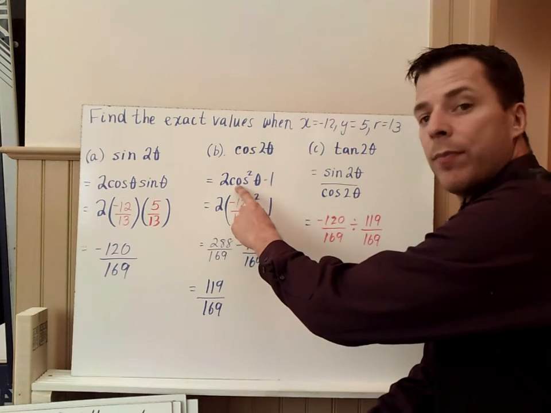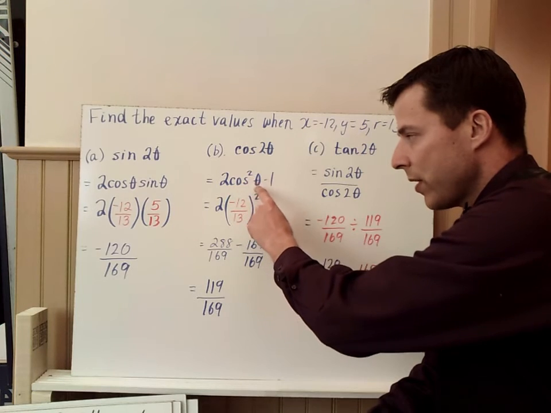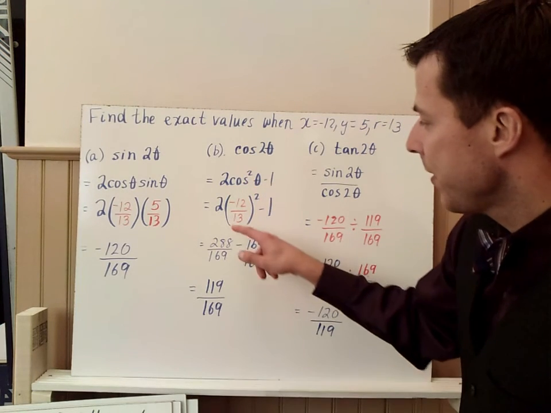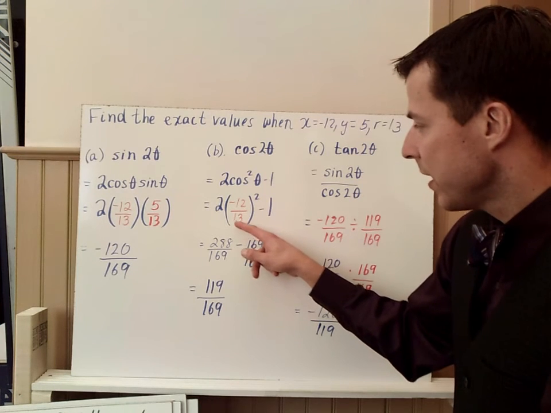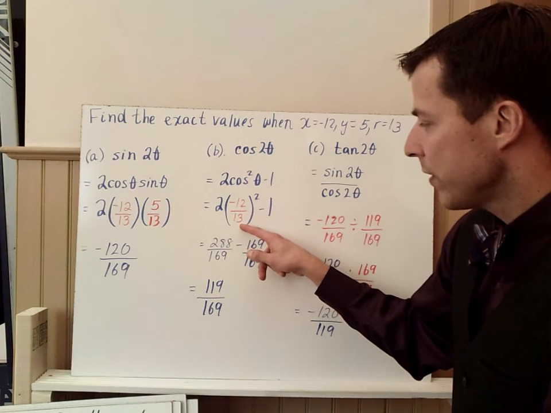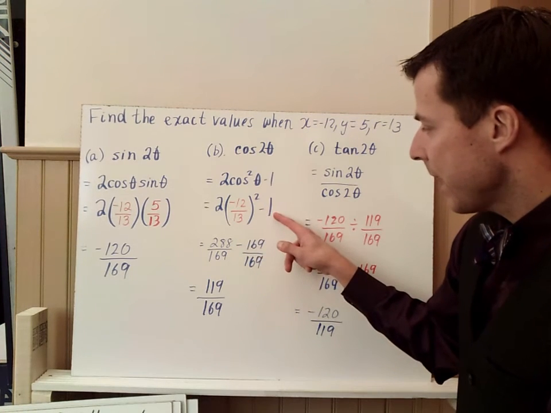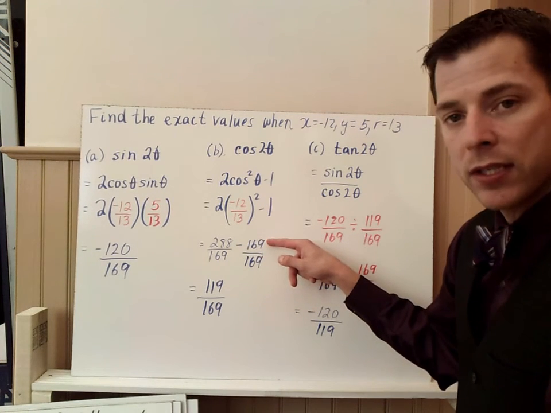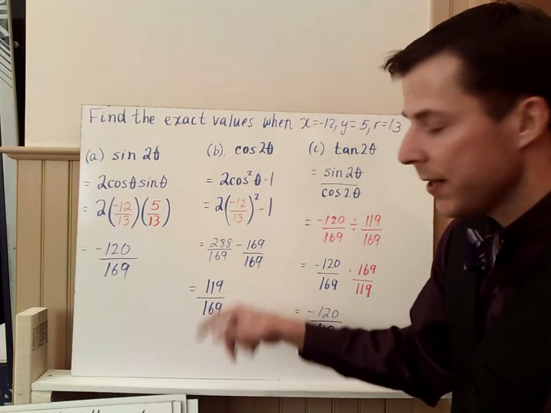I use the same value in part B to find cosine 2 theta that I did in the previous example. 2 cosine squared theta minus 1. Okay, so I know that cosine is -12 over 13. I square that. So I have 2 times 144 over 169, which is 288 over 169. And then 1 is the same as 169 over 169. I'm left with 119 over 169.